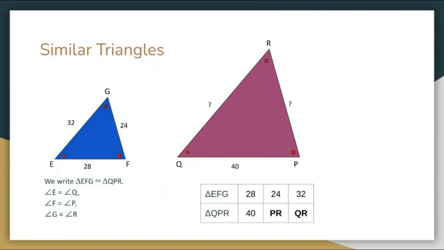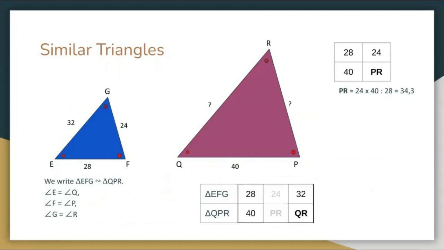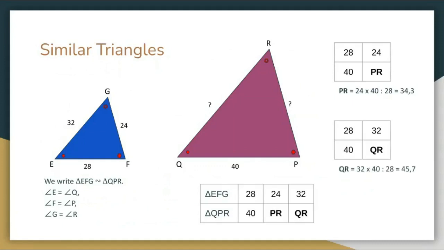And I just happen to have taught you how to use cross multiplication to find missing numbers in a ratio table. To find PR, we focus on these two columns. Cross multiplying will give us 34.3 as the length of PR. To find QR, ignore the middle column and only use the first and the third one. We use these 4 cells and again use cross multiplication to find a 45.7 for our answer.